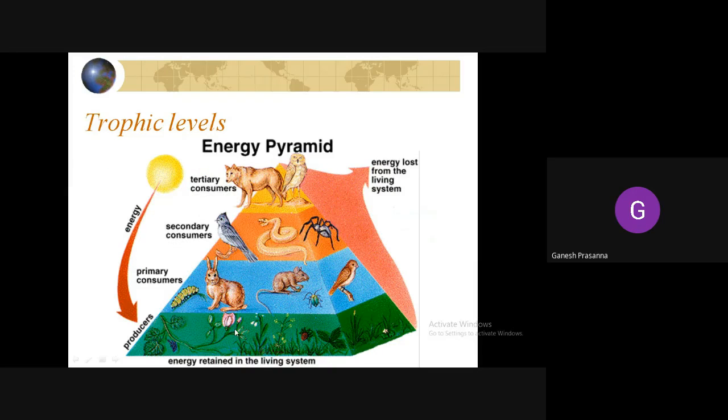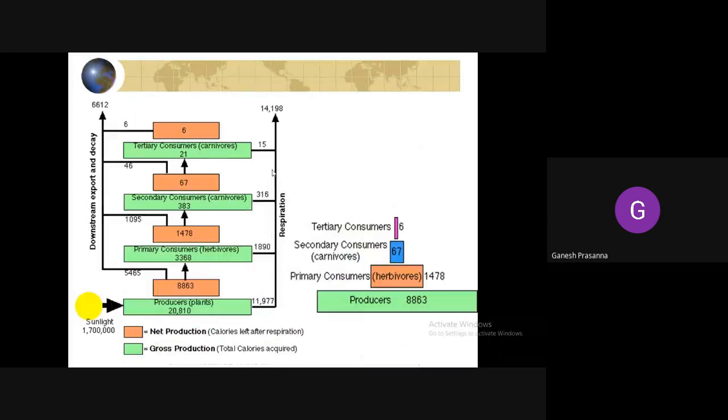You can see the pyramid levels. The first level, the producers, are at the bottom of the pyramid and are large in number. The primary consumers are a bit less in number, the secondary consumers are also less in number, and finally the tertiary consumers are very few. As we go to the top of the pyramid, it tapers. So I think we'll stop our discussion here. If you have any questions, you can ask me now.